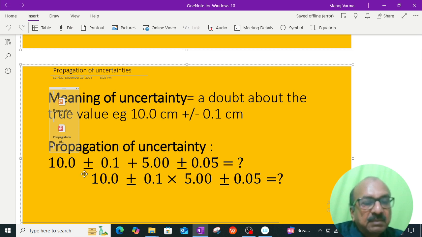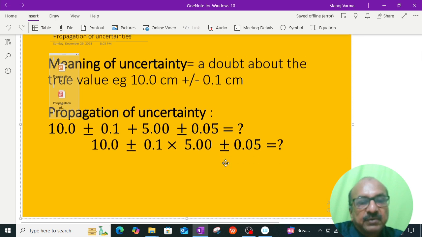In the same way, suppose there are two values, one is 10.0 plus or minus 0.1, and we have to multiply it by another value which is 5.00 plus or minus 0.05. Then what is the answer after multiplication? What happens to these uncertainties? That's what we are going to study, and that's called the propagation of uncertainty.